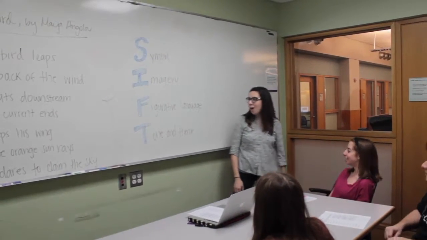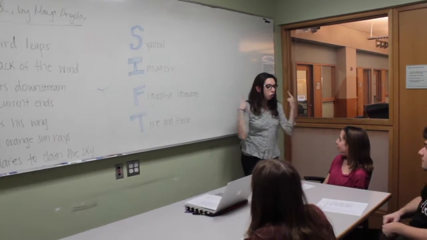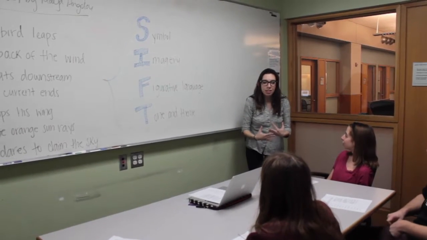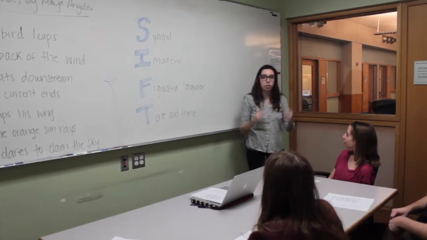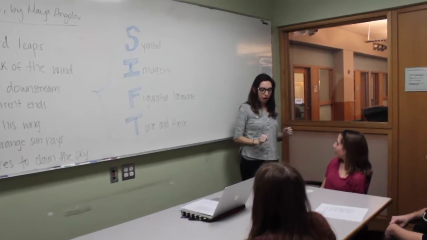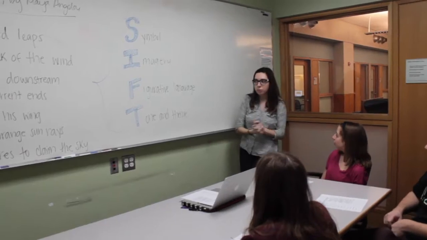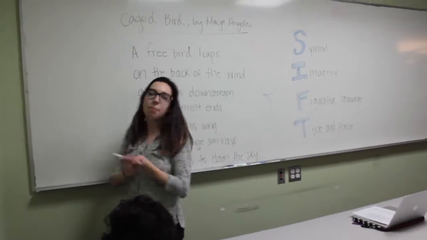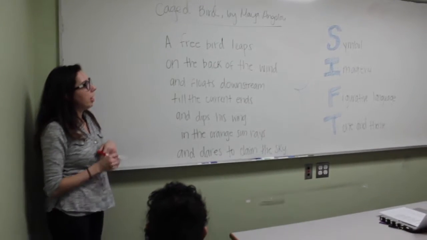I loved it. Okay, so whenever you're reading a text, you should think sift. I need to sift through this text to understand what the author is trying to tell me, because your author always has a deeper meaning in mind when they're writing something. Okay, so first, we're going to go with symbol, the first letter of our acronym.